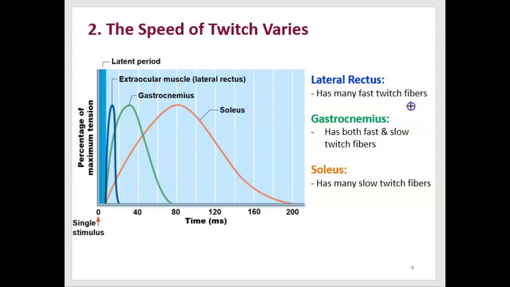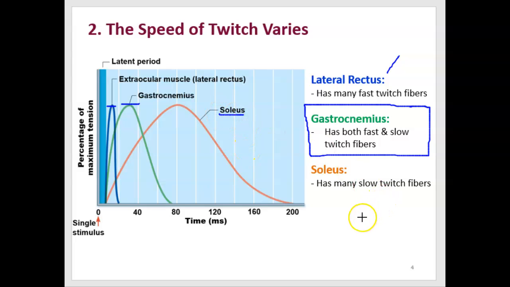For example, I show here in the gastrocnemius that it essentially has both in equal numbers. So that particular muscle reaches maximum muscle tension intermediately between the time it takes for the lateral rectus, an eye muscle, to reach maximum tension, and the soleus to reach maximum tension.